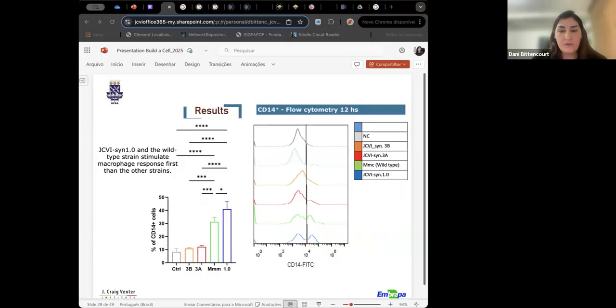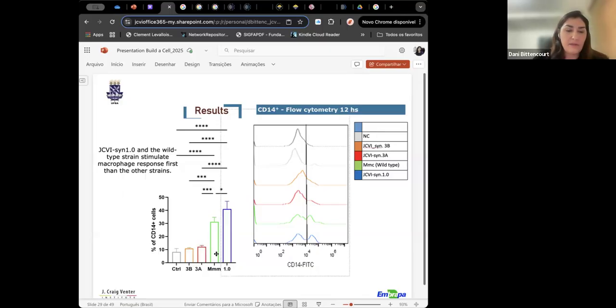CD14 is a surface receptor mainly found on monocytes and macrophages. It functions as a pattern recognition receptor, especially for bacterial lipopolysaccharides, and it's also related to the innate immune response. So we checked how those cells actually induce the presence of these receptors after 12 and 18 hours of incubation with the PBMC cells.